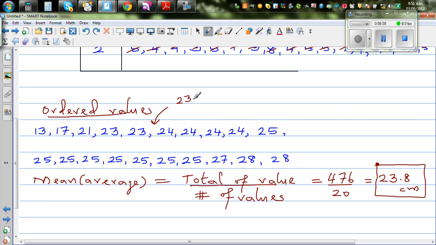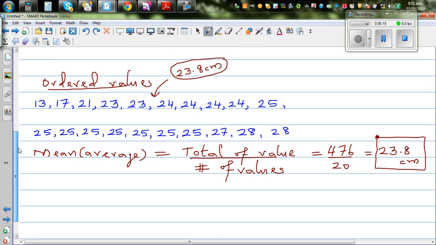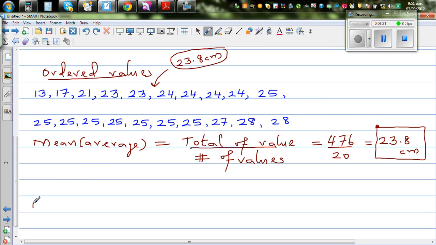23.8 comes here. So if you look at the value, this is not in the middle. Now I want you to think, why is this not in the middle? Okay, I'll come to that later. So this is 23.8. Median is the middle value after arranging them in an order.